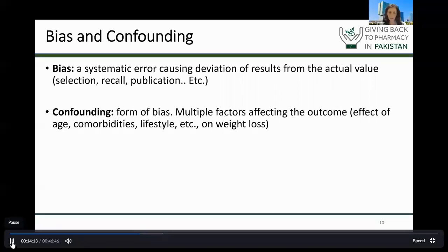Confounding is a form of bias as well. It's when you have a research question or an outcome that is affected by multiple other variables. For example, you want to study the effect of exercise on weight. But exercise is not the only thing that affects weight. There are also other reasons, age, comorbidities, lifestyle, exercise habits. So you want to factor in all of those, because otherwise, if you don't, then your outcome is confounded, contaminated by not factoring in those other factors.